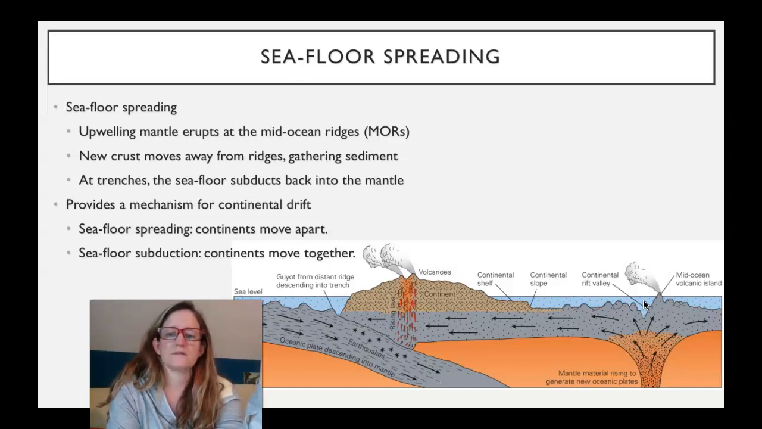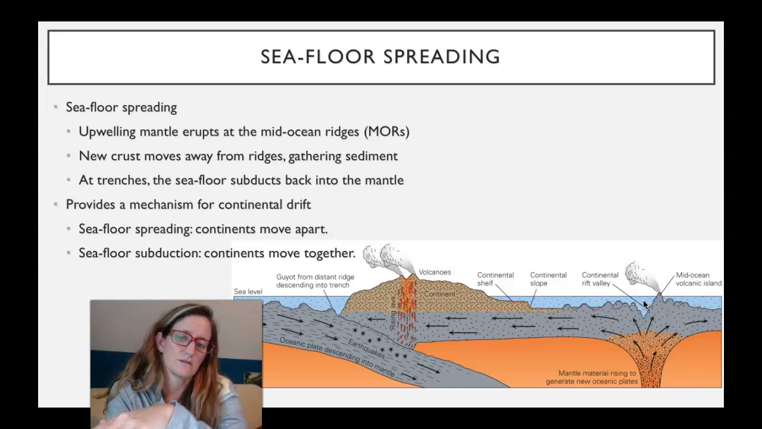Upwelling mantle erupts at the mid-ocean ridge. New crust moves away from the ridges, gathering that sediment. As it gets older, thicker sediment gets on top of it. At the trenches, those deep parts of the ocean, that old oceanic crust, it's old, it's cold, it's dense, gets recycled back into the mantle.